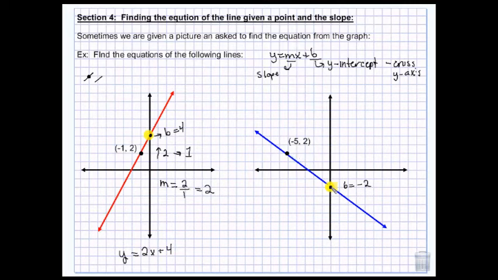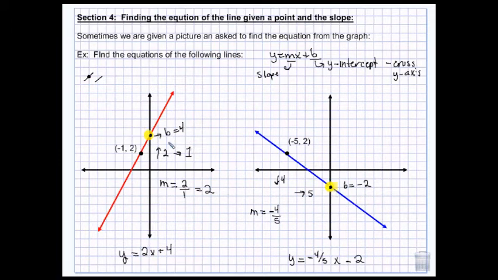Now to get from this point to this point, I have to start by going down first. So I'm going to go down 1, 2, 3, 4, and then I go over 1, 2, 3, 4, 5. Because I went down first, I'm negative 4 over 5. So I have negative 4/5 x, and then b was negative 2, so minus 2.